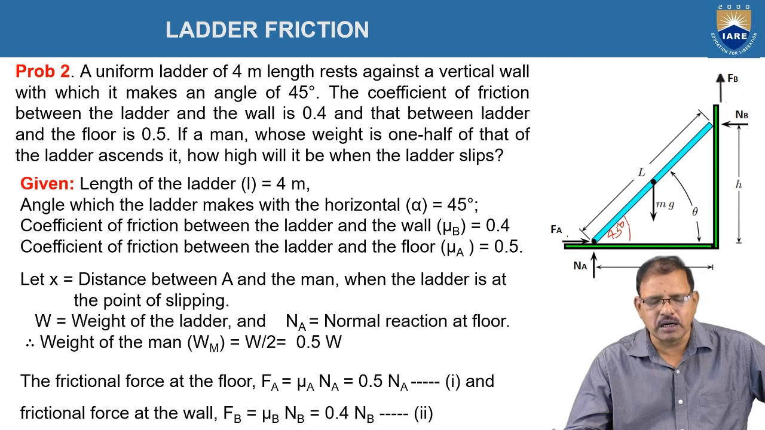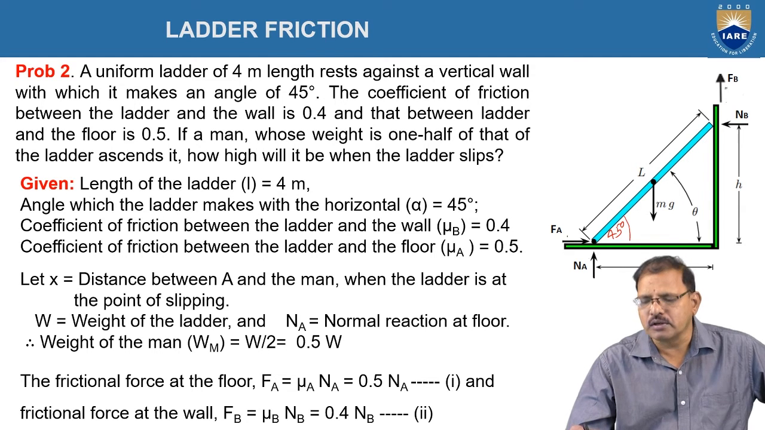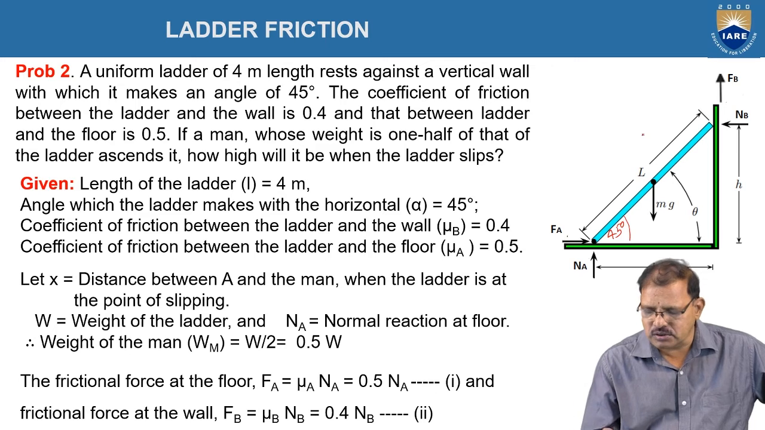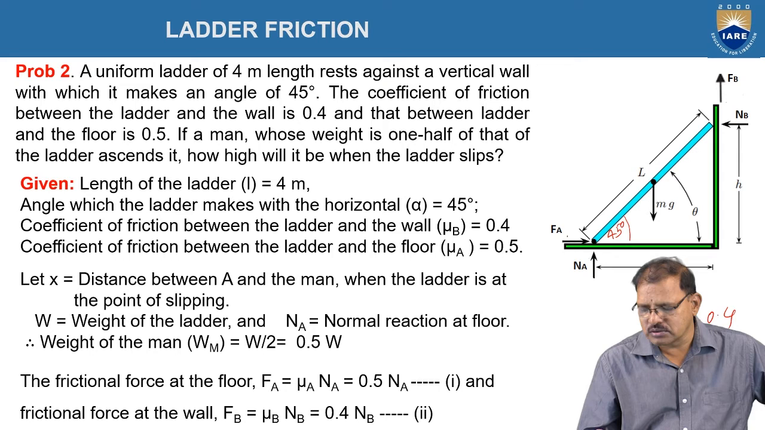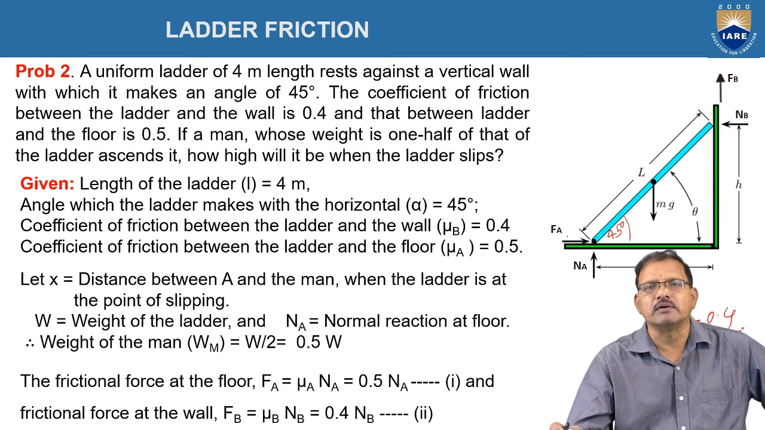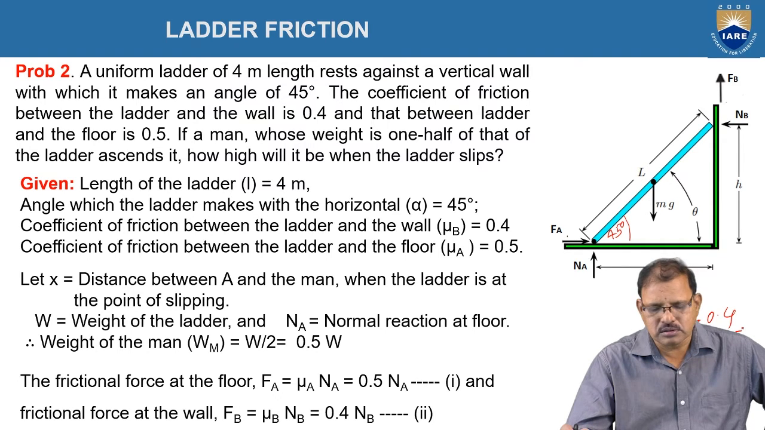The coefficient of friction between the ladder and the wall is 0.4. That is mu B is equal to 0.4, which is given, and between the ladder and the floor, mu A is given as 0.5. If the man, whose weight is half that of the ladder, ascends it, how high will he be when the ladder slips?